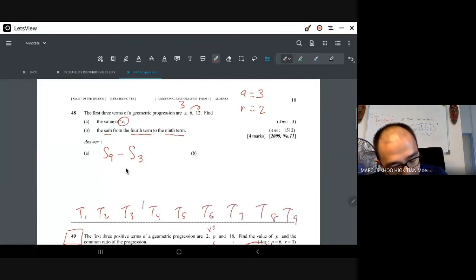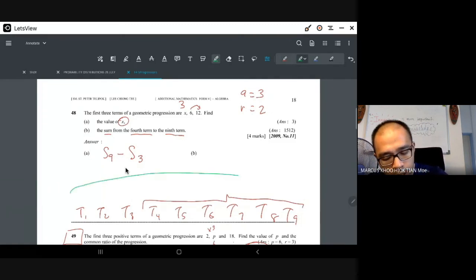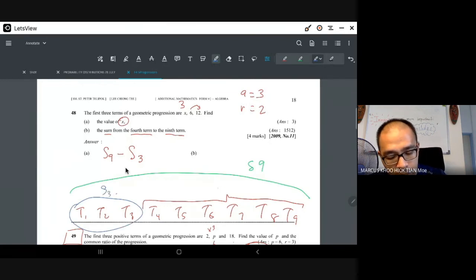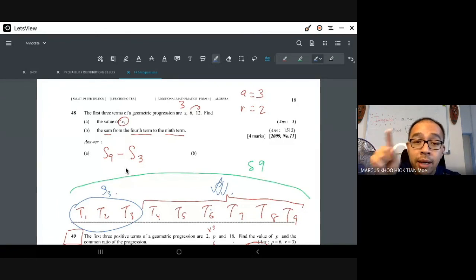Saya mau cari jumlah yang ini saja. Kan? So kalau begitu, it has to be semua ini S9, tolak dengan ini S3, baru saya dapat ini. Ini yang saya mau. Okay, keempat sampai ke 9. Can you do this manually? Means kamu kira lah 1 sampai 9 kan, 3, 6, 12, nombor seterusnya. Lepas tu kamu jumlahkan pun boleh. Okay, you can do this also.